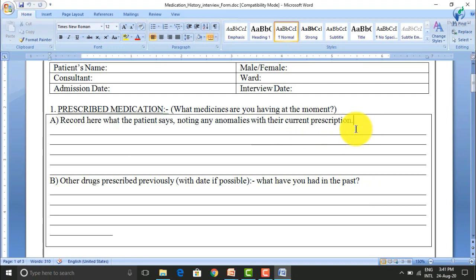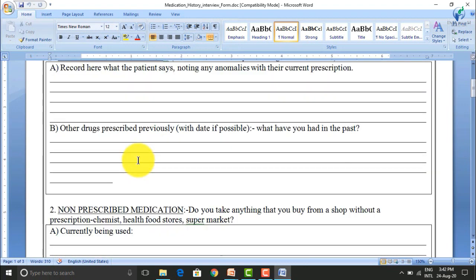That means if anything seems like it cannot be right, or that the medication cannot have been prescribed, then if any different thing has been noted by the pharmacist, you have to write it over here. Otherwise they have to give the information about the prescribed medication. Then other drugs prescribed previously, that means previously taken drugs, with date if possible: what have you had in the past.